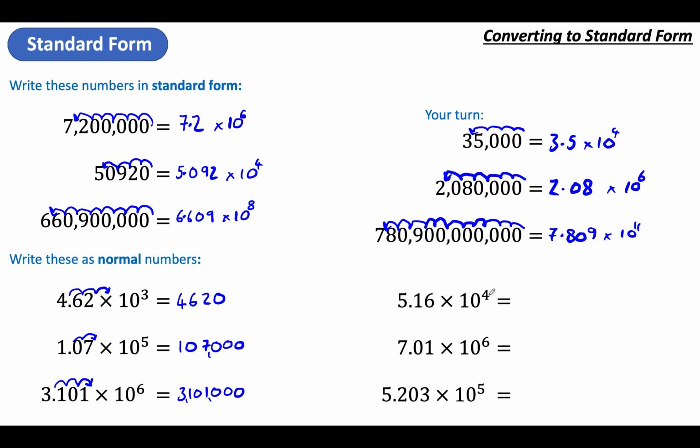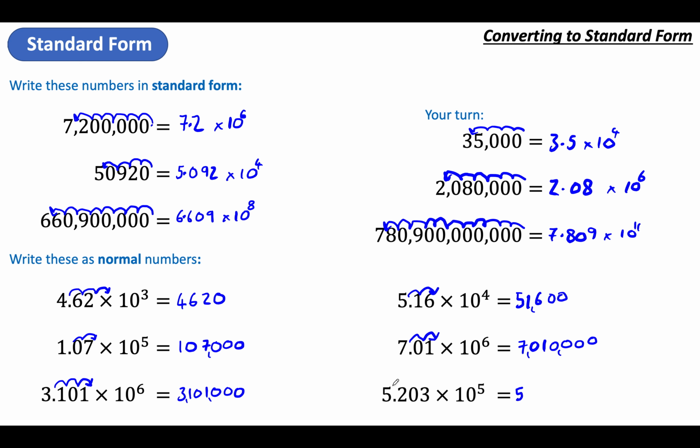And then going the other way. So we've got 2 jumps to turn it into 516. And then there are 2 more to go. So 51,600. Okay, again, 2 jumps again to get that part as a whole number. So 701. That was 2 jumps. There's 4 more to go. 1, 2, 3, 4 places bigger. So that is 7,010,000.